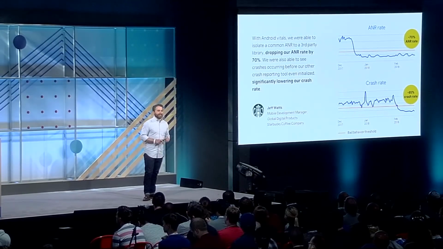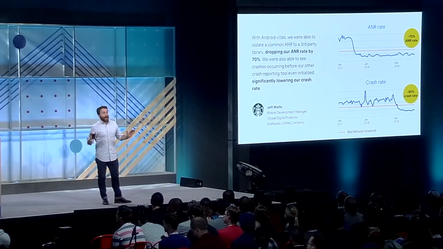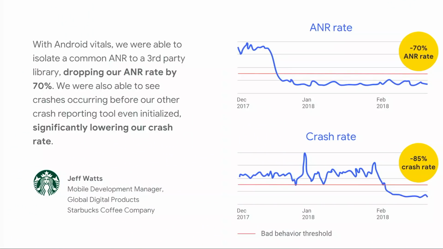One of my favorite case studies is Starbucks. Now, Starbucks is obviously an incredibly popular app. They have over 15 million downloads on the Google Play Store. They started using Android Vitals in December, admittedly several months after the launch of the program. When they started using Android Vitals, they were alerted to ANR issues that were not even on their radar. And they were able to use the reporting in the console to identify common underlying causes for the ANRs that were caused by a third-party library. They removed that third-party library and saw a 70% reduction in ANR rate within a week.